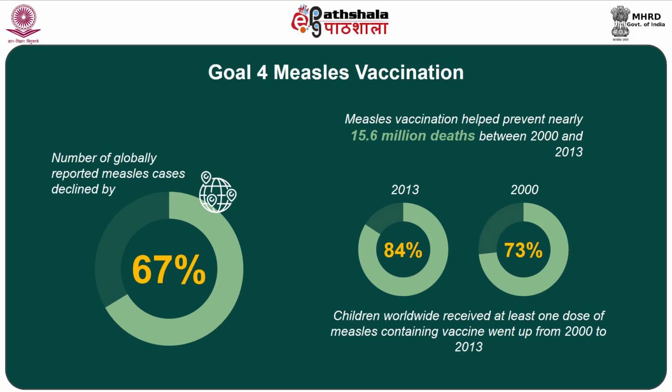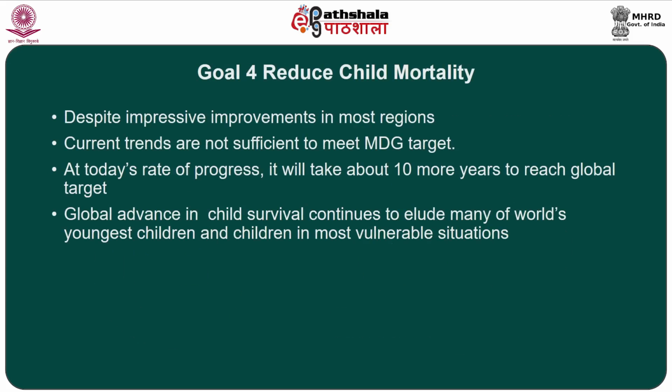Goal 4 also talks about reduction in child mortality besides under 5 mortality. There were improvements in most of the regions in reducing the child mortality, but the trends indicate that the change was not sufficient to meet the target, and at the current rates of decline, it may take more number of years to reach the global target.